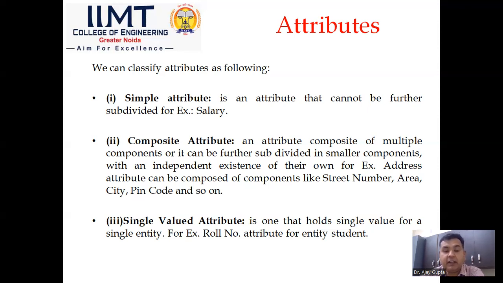Next is single value attribute. A single value attribute is one that holds a single value for a single entity. For example, the roll number attribute for an entity set means every student has only one roll number. No student has more than one roll number; every student has one and only one roll number. So the roll number attribute is a single value attribute.